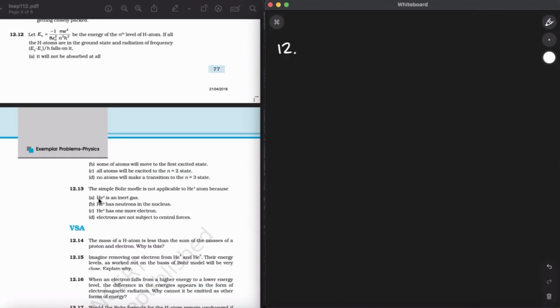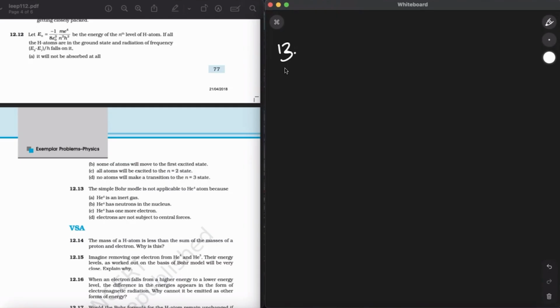Okay, so this was question number 12. Now we have question number 13. A simple Bohr model is not applicable to the helium-4 atom because: helium-4 is an inert gas; helium-4 has neutrons in the nucleus; helium-4 has one more electron; electrons are not subject to central forces.